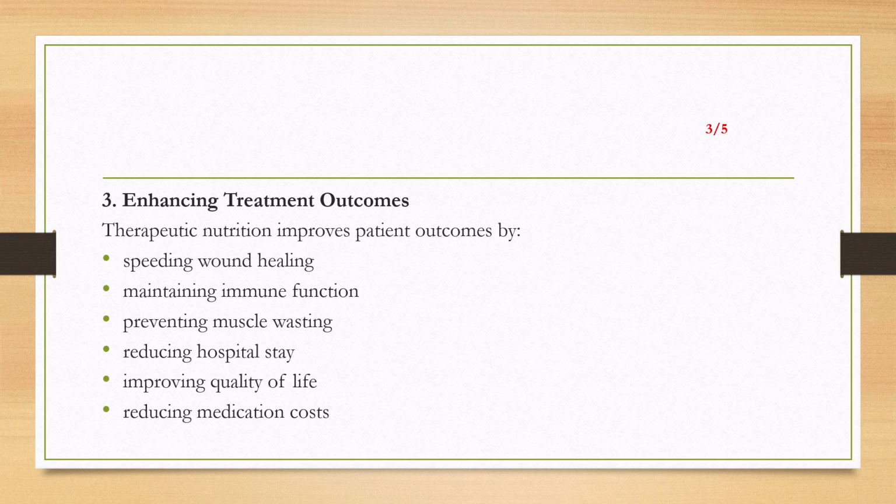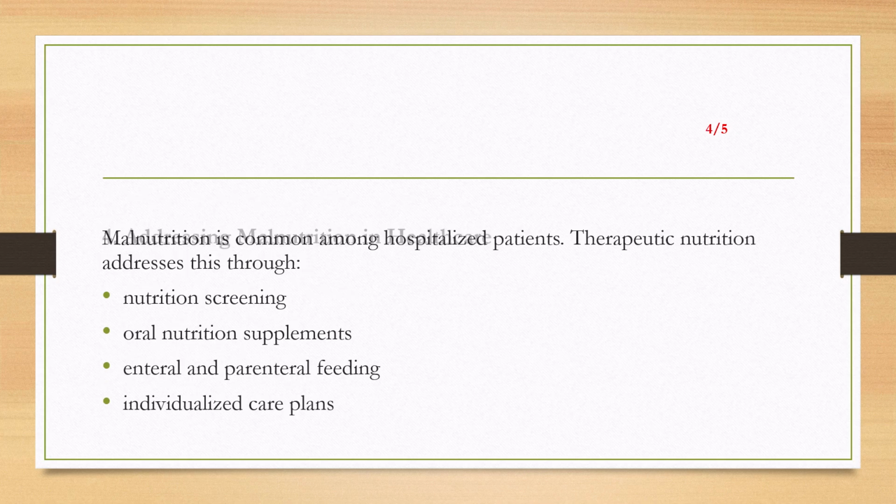Enhancing treatment outcome is also one of the importance of therapeutic nutrition, and this can speed wound healing, maintain immune function, prevent muscle wasting, reduce hospital stay, improve quality of life, and reduce medication costs. Another importance is addressing malnutrition in healthcare. We have seen that therapeutic nutrition can address nutrition screening, oral nutrition supplements, enteral and parenteral feeding, and also individualized care.